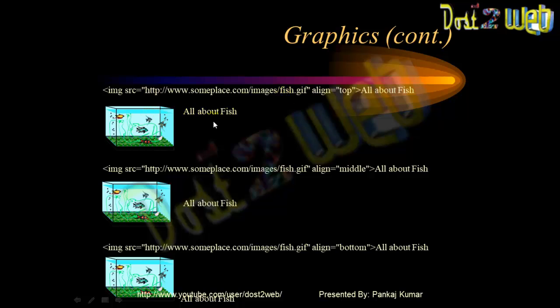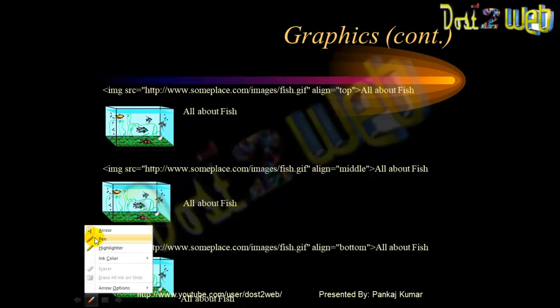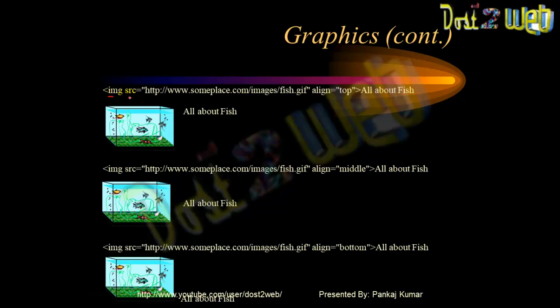Okay, so the image tag is there by default. We are using the image here, img src is equal to, and I'm selecting the path. For alignment I'm giving top, so it will appear on the top. Okay, so it is appearing at the top.